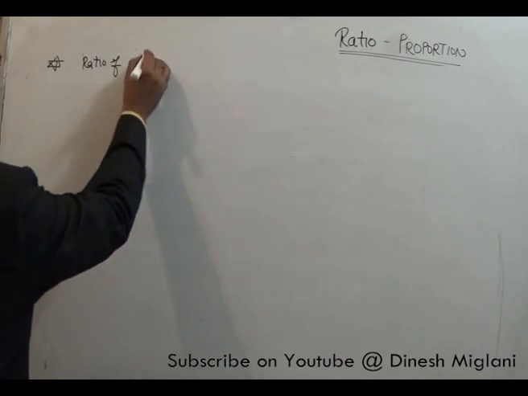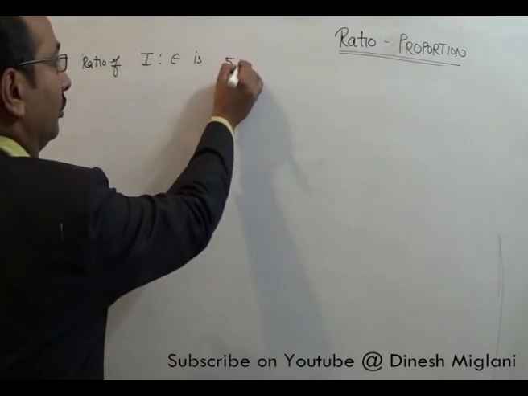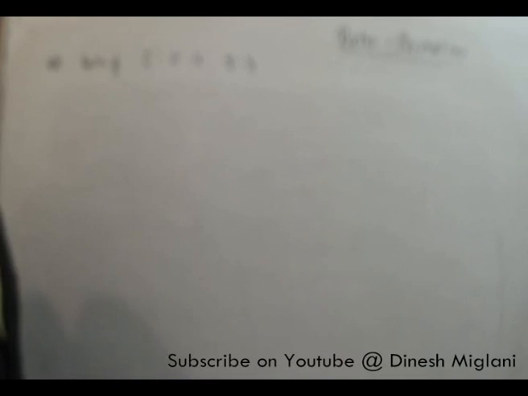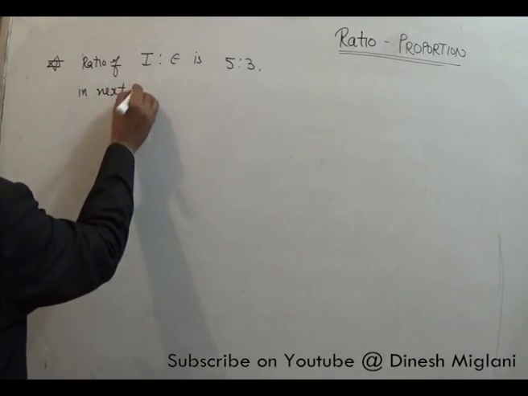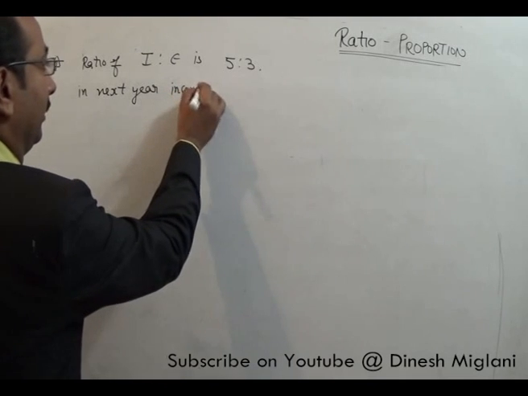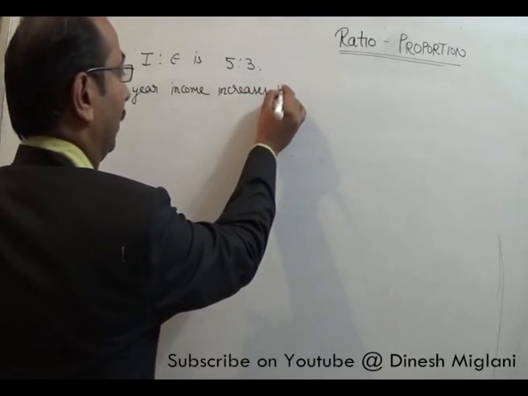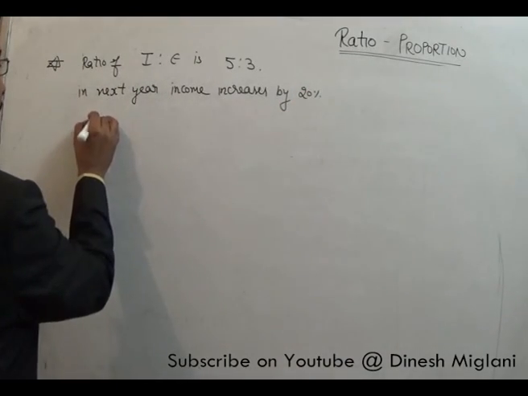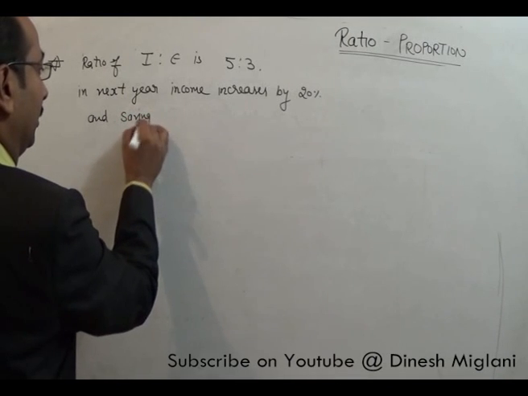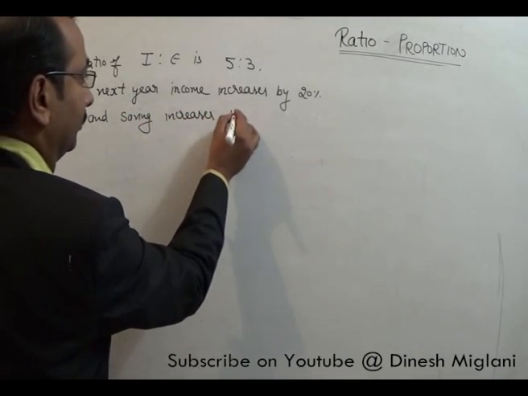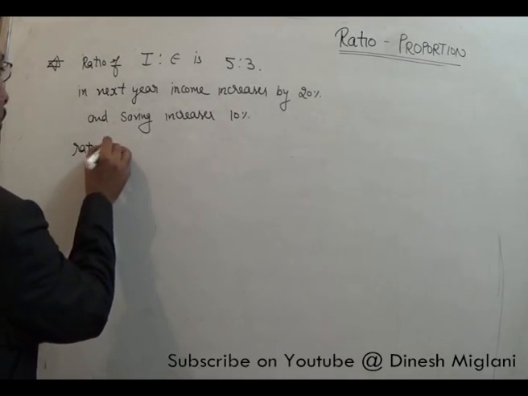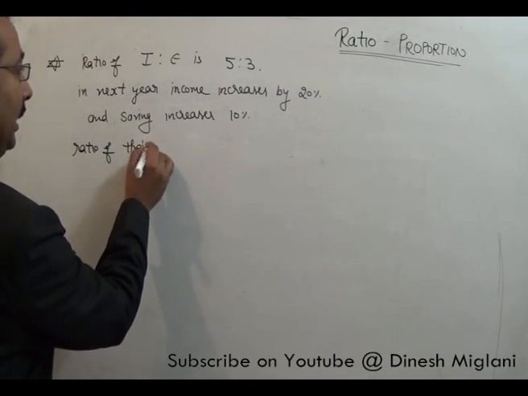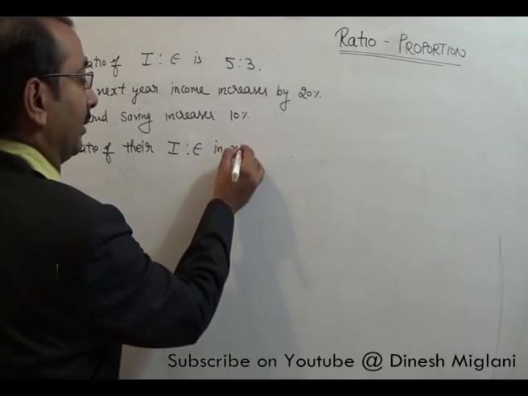Ratio of income and expenditure of a person is 5:3. It is given that in the next year, income increases by 20% and savings increases by 10%. Income increases by 20% and saving increases by 10%. We have to find out what was the ratio of their income to expenditure in the next year.